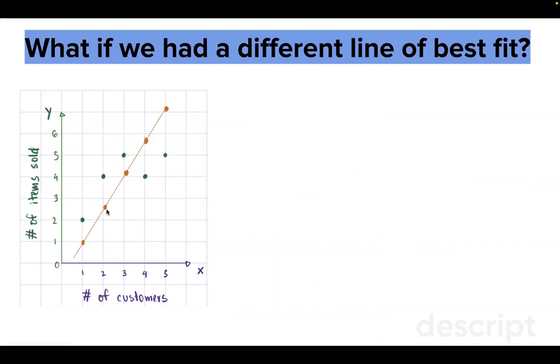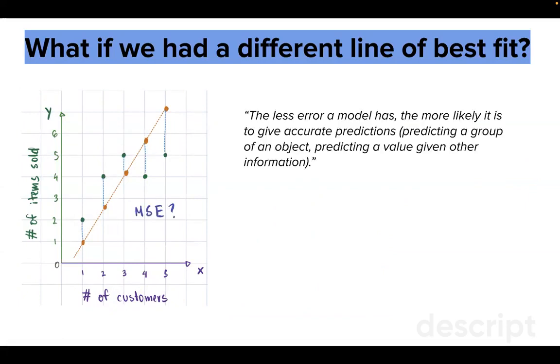We can predict values just like we did before by marking new data points, and we would be able to calculate the mean squared error in the same way by getting the distance between the predicted value and the actual value. So I won't calculate the mean squared error, but think about if the mean squared error would be larger or less than the mean squared error that we had in our previous line of best fit, and what this tells us about which one gives better accuracy for predicting the number of items sold. Remember that the less error a model has, the more likely it is to give accurate predictions.